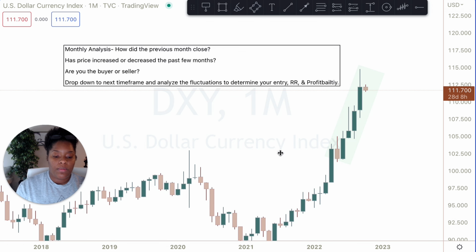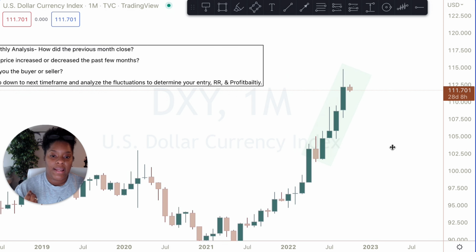So when you're on the monthly time frame, what's the first thing that you do? Like, what comes to mind? I want you to picture yourself at your computer, and you get to this time frame. You're looking for something. What are you looking for? I'm looking to see how the previous month's candle closed.